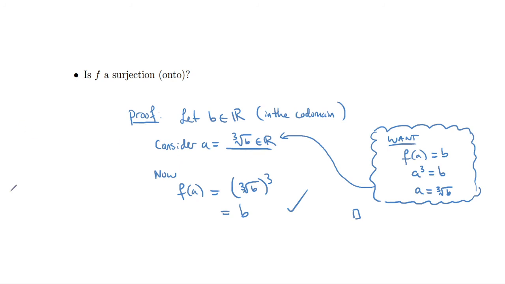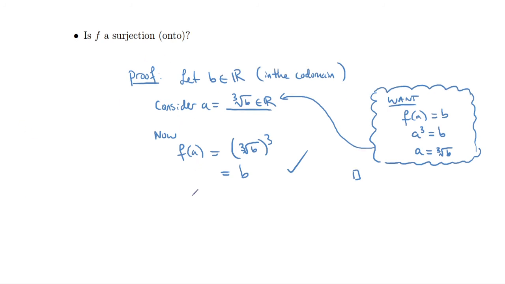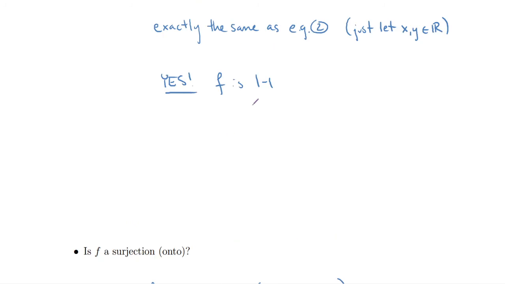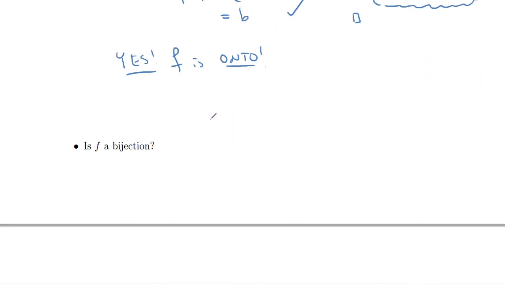So the answer is yes, right? So yes, f is onto. So by fixing the function a little bit, we end up with something that's both one-to-one and onto. So the answer is yes. f is a bijection.